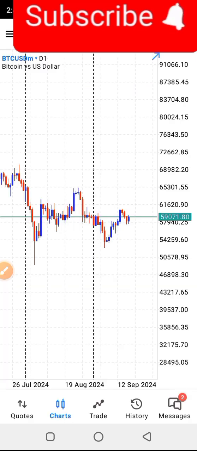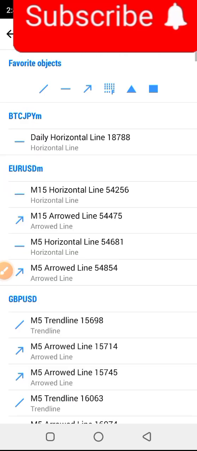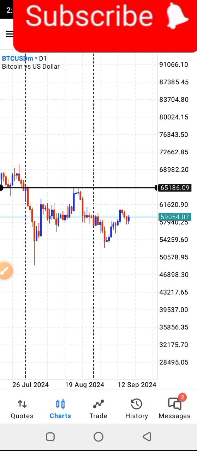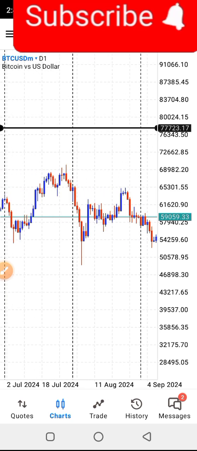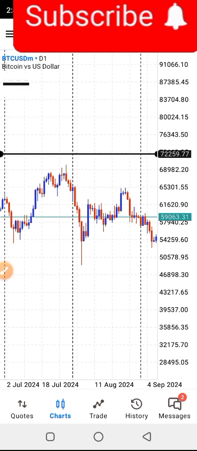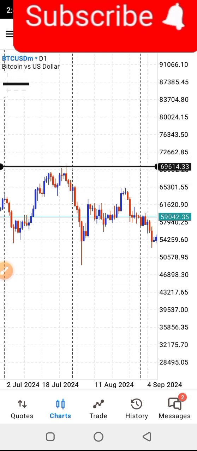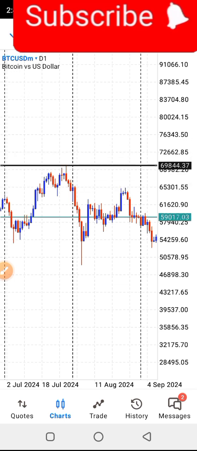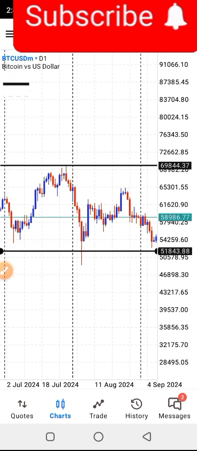Let me get a horizontal line. I think I clicked on something else. Let me delete this horizontal line. Yeah, so right now I'm on the daily time frame. You want to mark out your highs and your lows, the obvious highs and lows that you can see. That's the very first thing you'll be doing on the daily time frame, which is going to show you the structure that you have in the market currently.